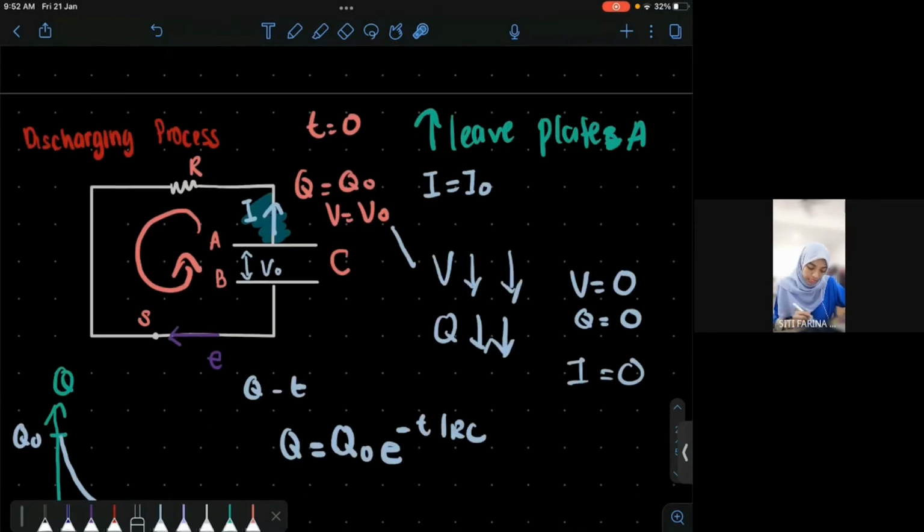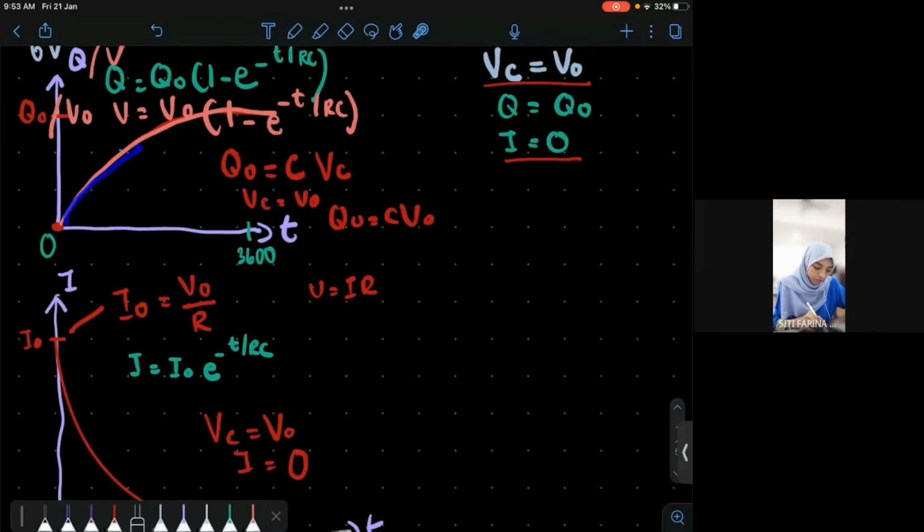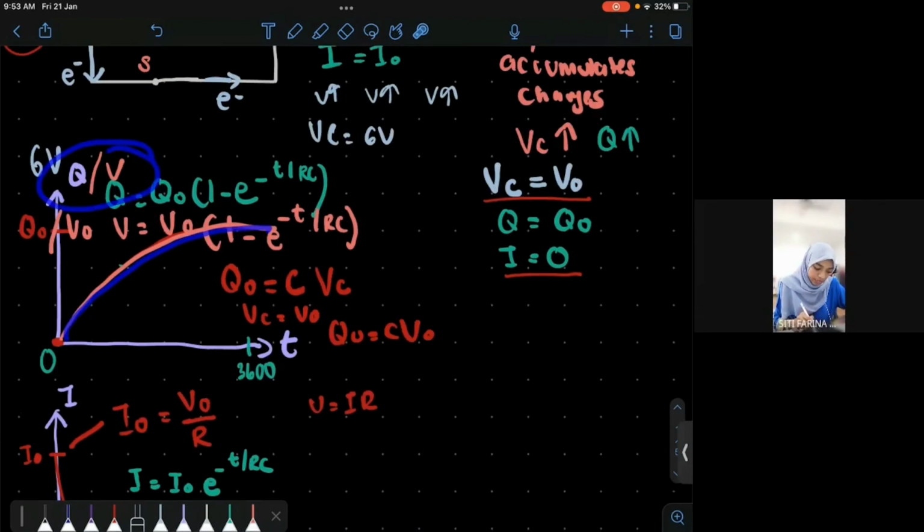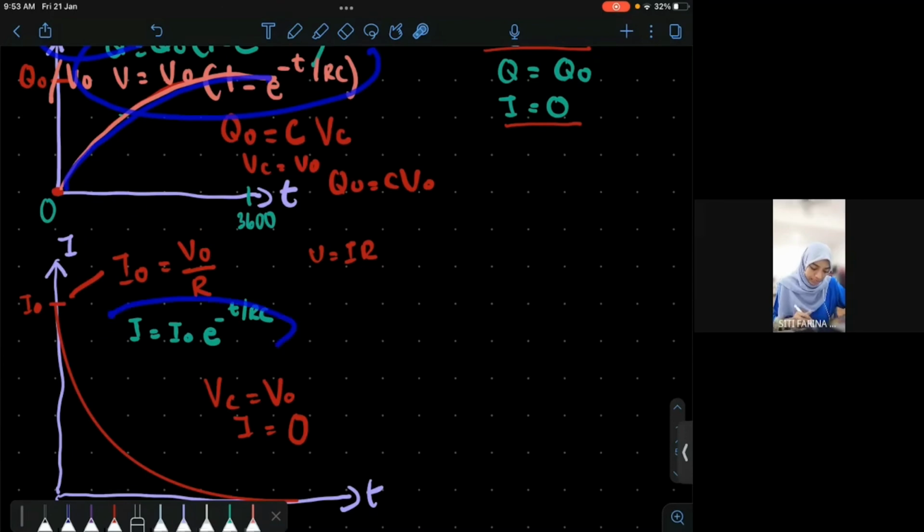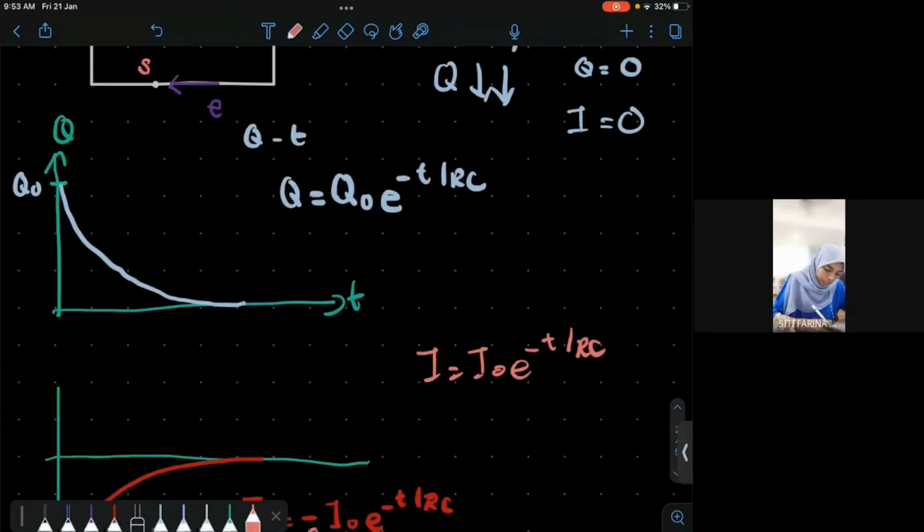Begitu juga untuk discharging. The electron from B akan travel, pergi ke A, neutralize them at this particular point, V drop, Q drop. Sampailah semua dah completely being neutralized, V is equals to 0, Q is equals to 0, I is also equals to 0. And then kalau dia suruh sketch graph, ini bentuk graph untuk Q dan V, graf yang sama, equation dia pun sama, ini untuk current. Sebab pattern dia punya charging dengan discharging untuk voltage dengan charge sama. Okay, dia akan untuk charging increase exponentially, untuk discharging dia akan decrease exponentially.